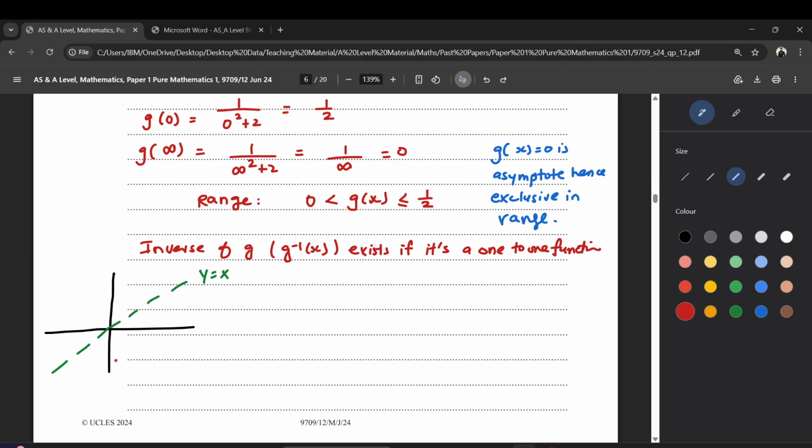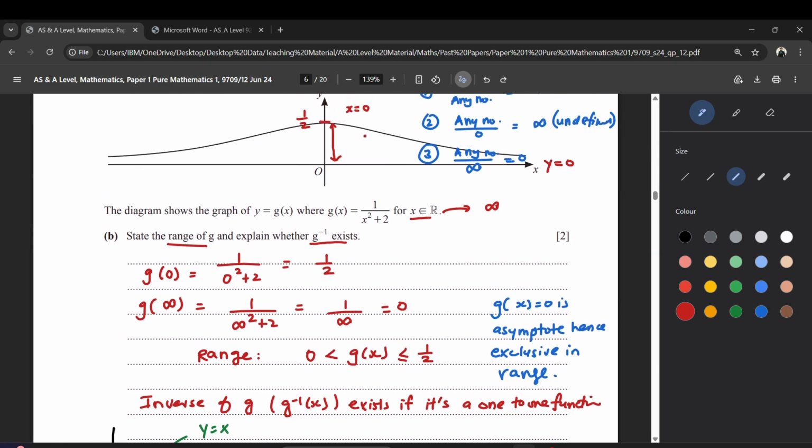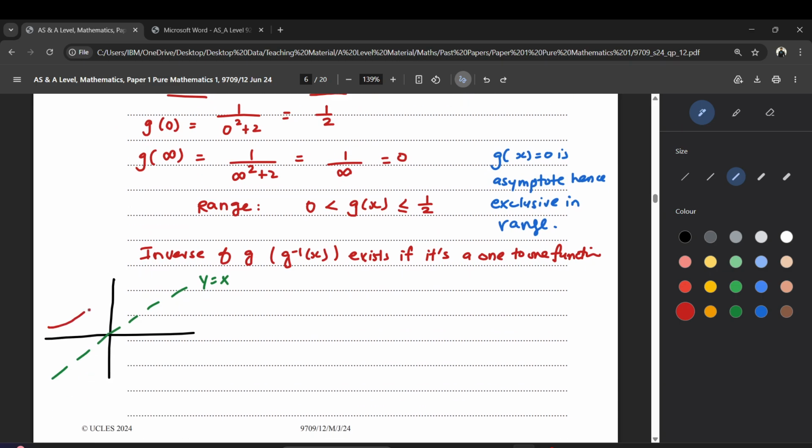Now if I look over here, my graph is something like this, right? So this curve. Therefore the inverse function is going to be the reflection in this line. So you have to visualize how the graph is going to look. It's going to look something like this. Okay, if you reflect it in the line y equals x, this is what you're going to get. Now how do we check whether a function is one-to-one or not?